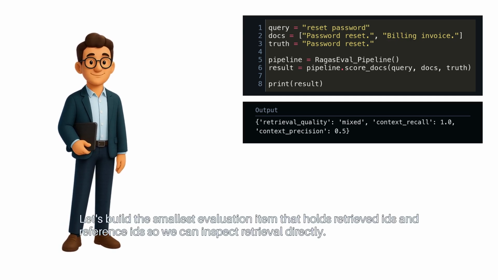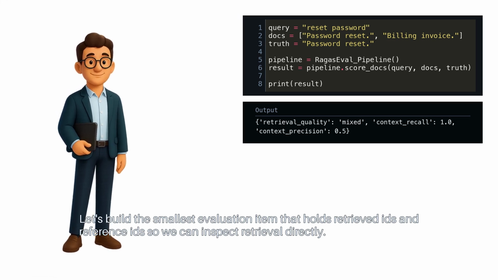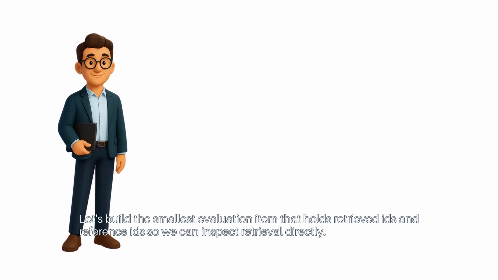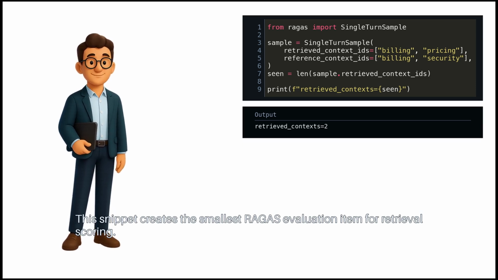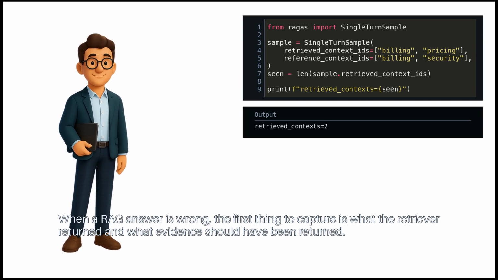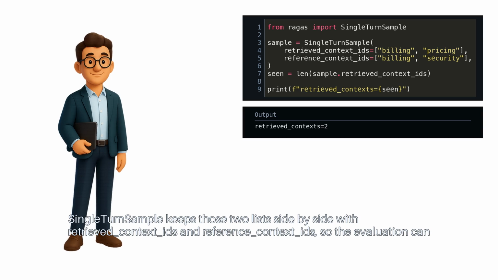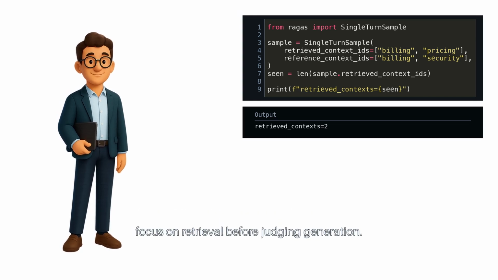Let's build the smallest evaluation item that holds retrieved IDs and reference IDs, so we can inspect retrieval directly. This snippet creates the smallest RAGAS evaluation item for retrieval scoring. When a RAG answer is wrong, the first thing to capture is what the retriever returned and what evidence should have been returned. SingleTurnSample keeps those two lists side by side with retrieved context IDs and reference context IDs, so the evaluation can focus on retrieval before judging generation.